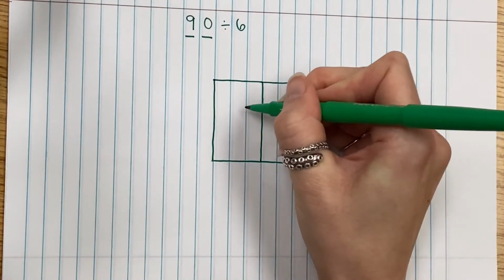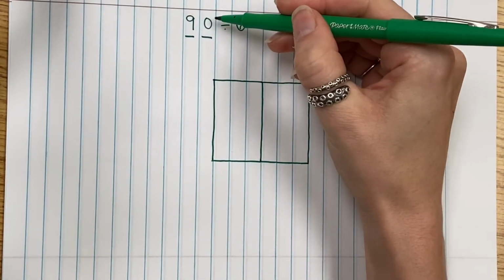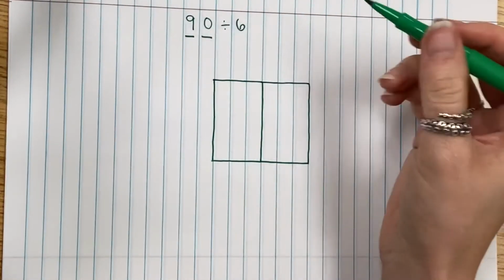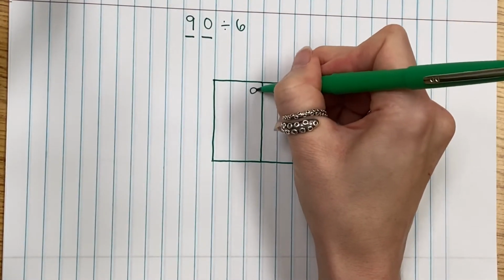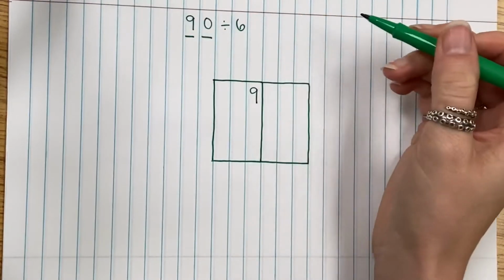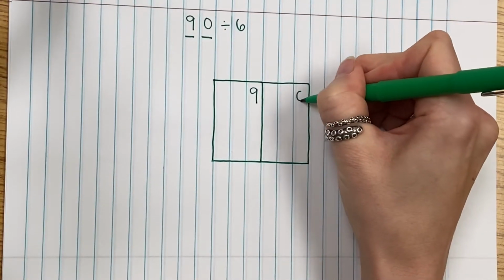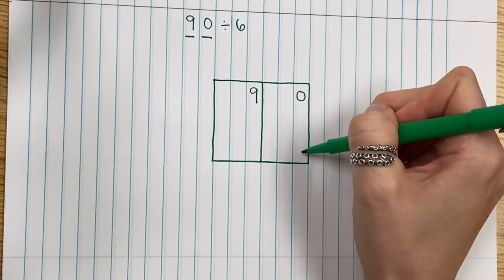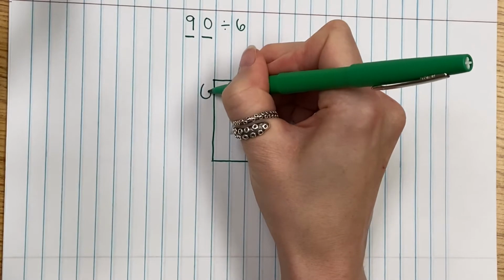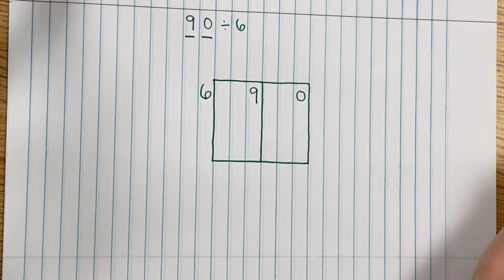Now that I have my 2 boxes for the 2 digits in my dividend, I can put those digits in the boxes. My first digit is 9, so I'm going to put that in the farthest right-hand column in my first box. My second digit is 0, so I'm going to put that in the second box in the farthest right-hand column. And my divisor still stays outside, just like it would for standard algorithm division.